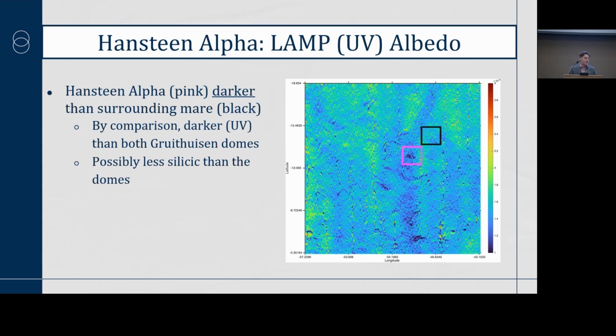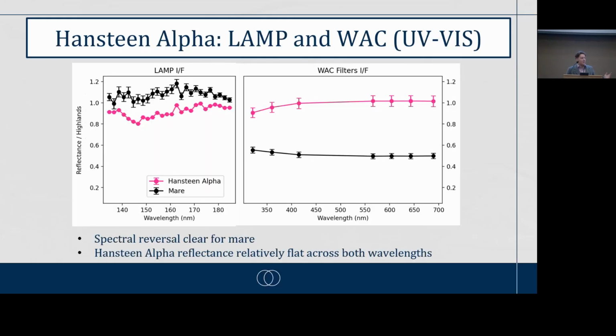Next. So looking at the spectra again, in this region of interest, the Mare spectral reversal is very evident. There isn't much of a reversal for Hansen Alpha. So this could be because of silica content or because of space weathering or a combination of other factors, but it is likely due to regolith properties at that site.